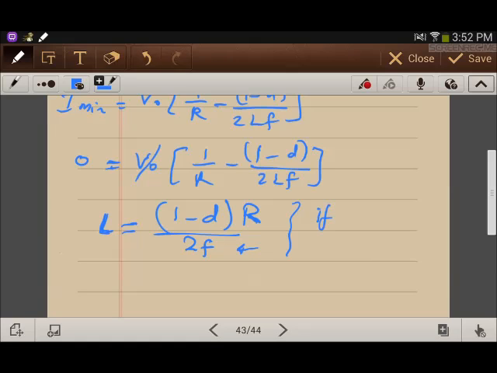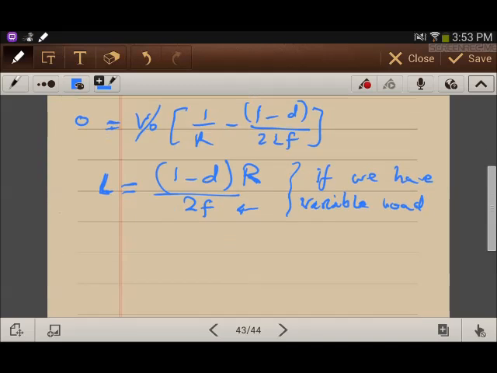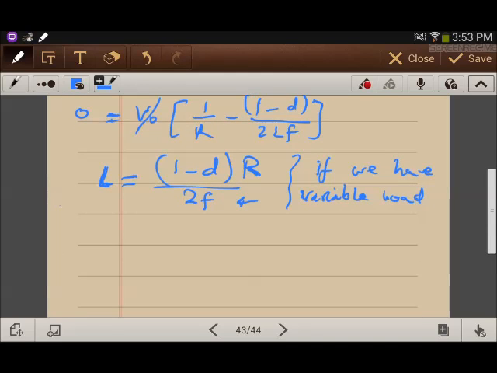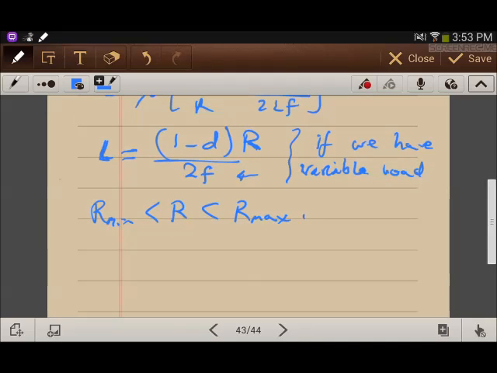So if we have a variable load, where the load on the other side of the converter is between a minimum value and a maximum value, we will take the maximum value of the resistor, because we will find the maximum value of the inductor that will make the current all the time continuous.